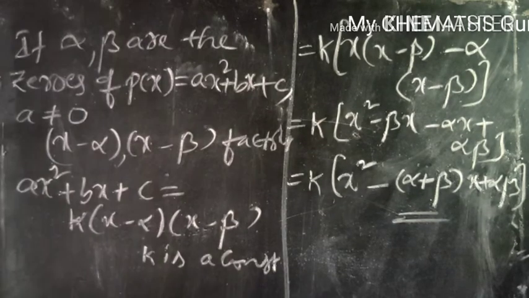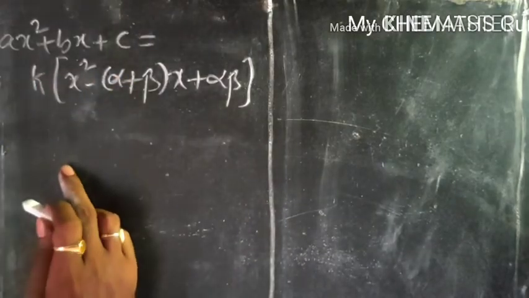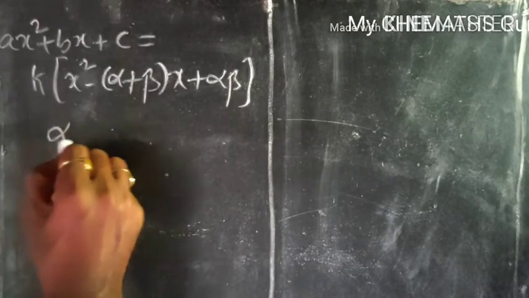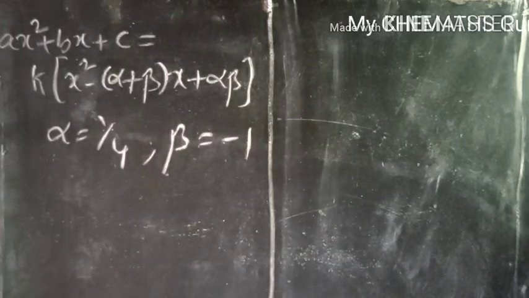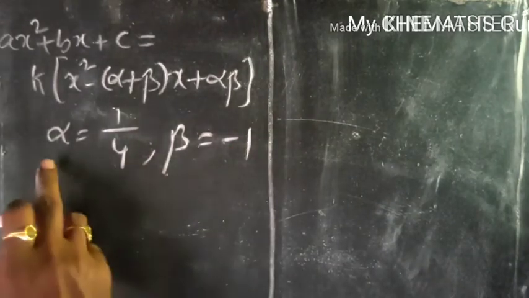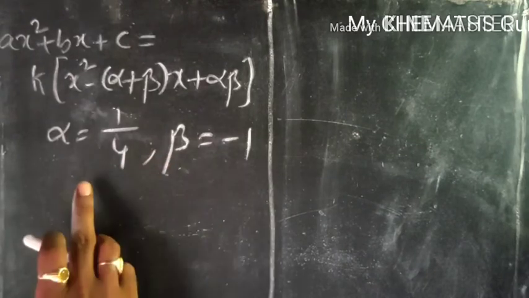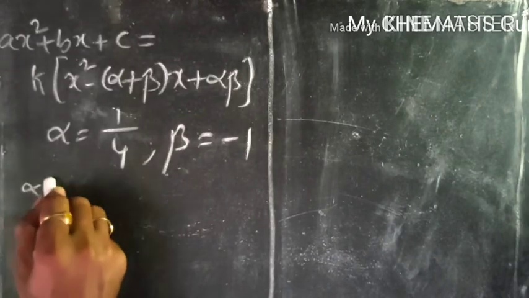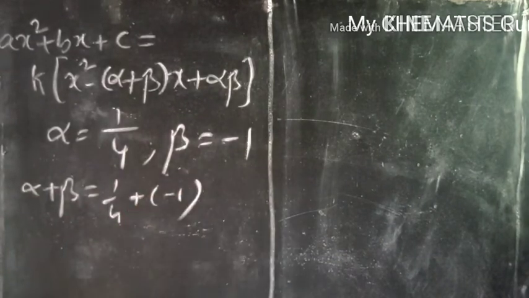Shall we take one example to apply this formula? Okay, so this is the formula, and the question is: find the quadratic polynomial for the zeros alpha and beta, where alpha is equal to 1 by 4 and beta is equal to minus 1. Consider the given zeros as alpha and beta, which are Greek letters. Now first find alpha plus beta. So alpha plus beta is equal to 1 by 4 plus minus 1.